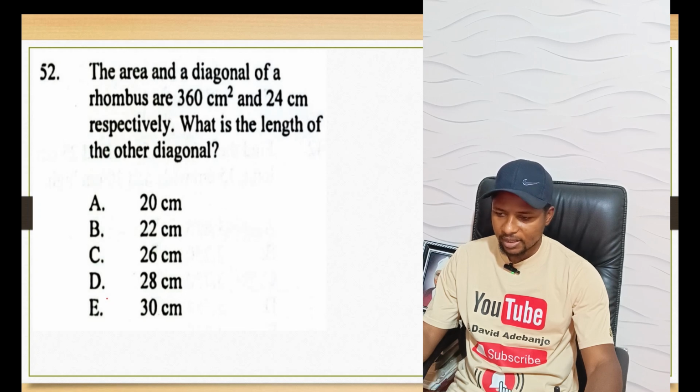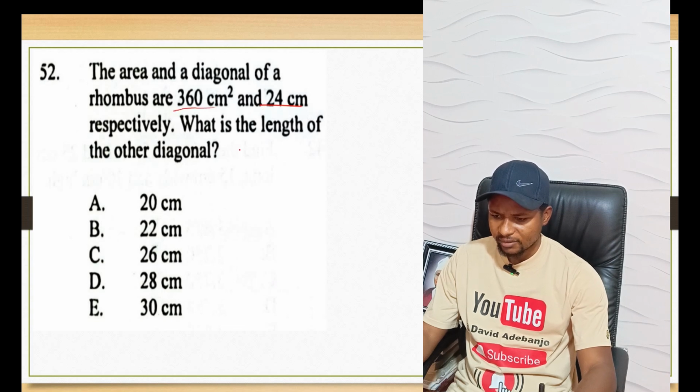The area and a diagonal of a rhombus. So we gave you a rhombus, 360, and so this is for the area, and this is the diagonal. Find the length of the other diagonal. And what's the area of a rhombus? That's diagonal 1 times diagonal 2 over 2.